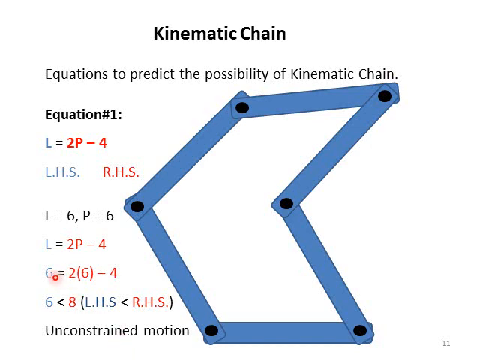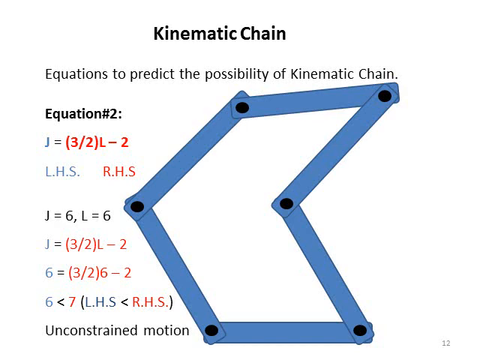Can we get a similar result from equation number 2? Let's see. As you can see, equation number 2 is J is equal to 3 by 2 multiplied by L minus 2. J is the left hand side. In the blue color, 3 by 2 into L minus 2 is the right hand side. We already know the number of links, joints and kinematic pairs. Here we need the number of joints, 6, and number of links, 6. Put these values in equation number 2. What we get at the end is 6, the left hand side, is less than the right hand side, 7. Left hand side is less than the right hand side.